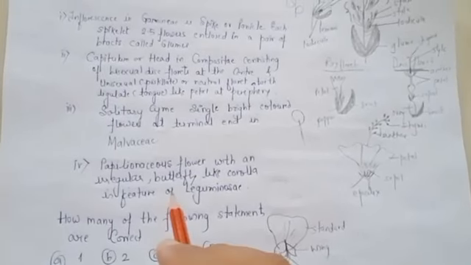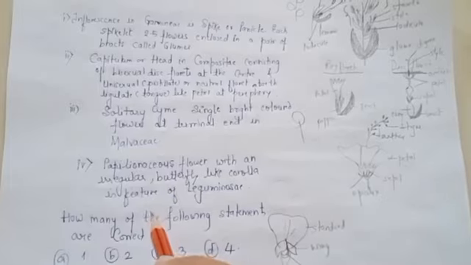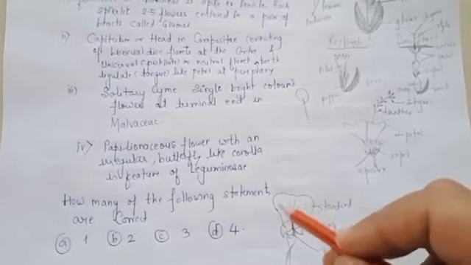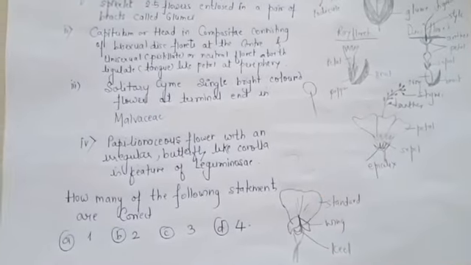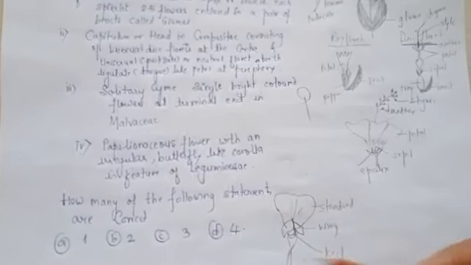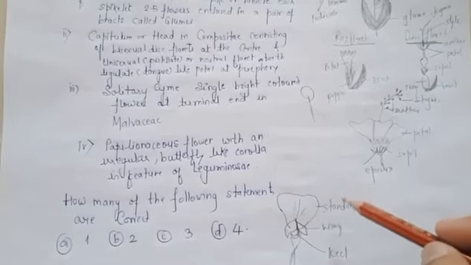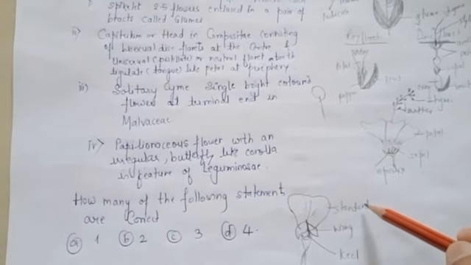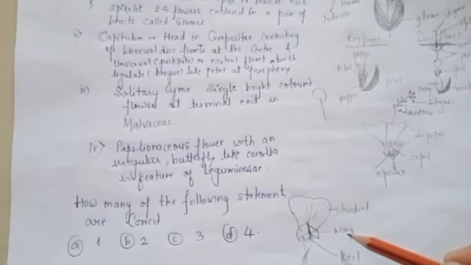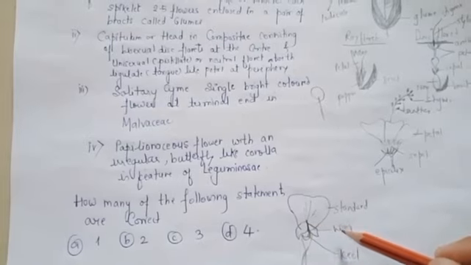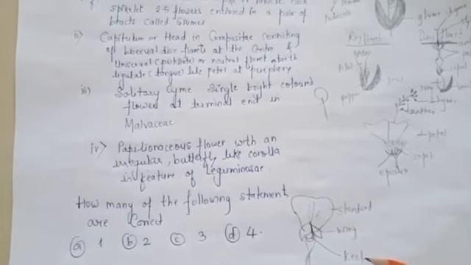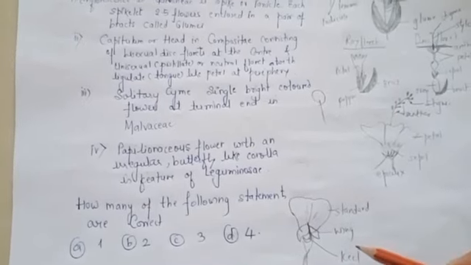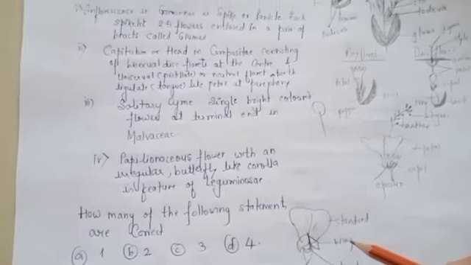Papilionaceous flower with an irregular butterfly like corolla is a feature of Leguminosae. So if you look at Leguminosae, the flower, pea plant or any of the Leguminosae members, that corolla is referred to as a papilionaceous corolla, where we have a large petal, it is called a standard, within which we have two smaller petals, we call it as wing, and innermost we call it as keel. So standard, wing and keel, such type of flower is referred as papilionaceous flower.